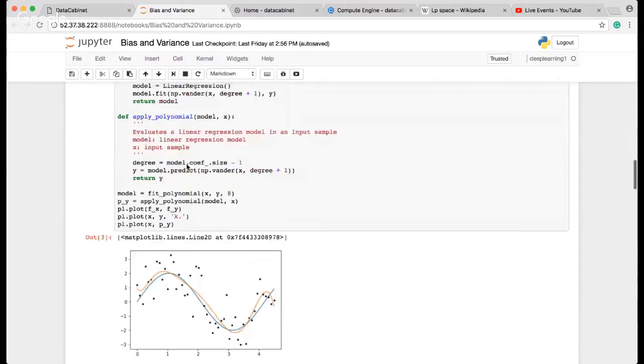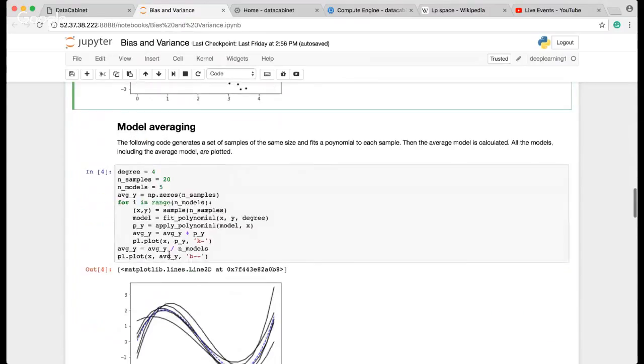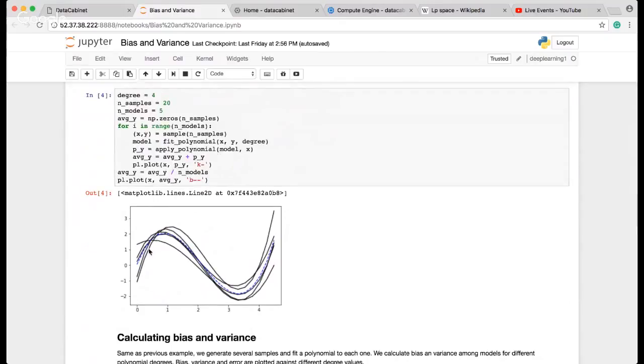We are trying to fit multiple polynomials to it. For example, here we are trying to fit an 8-degree polynomial. We're sampling differently and always fitting a 4-degree polynomial to it. If you see, the 4-degree polynomial seems to have a similar shape.